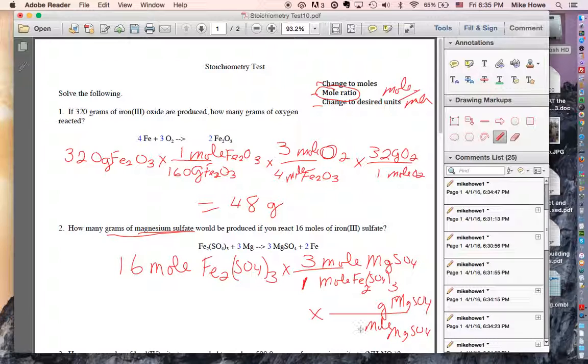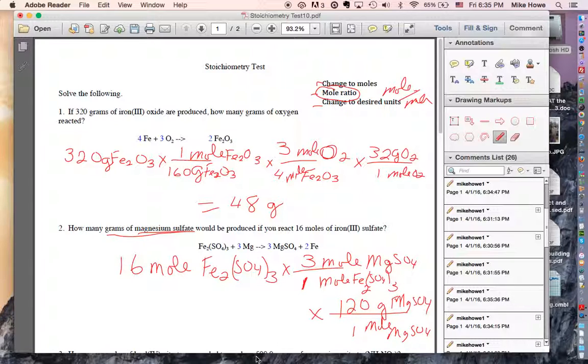So now we need to find out what the weight of magnesium sulfate is. So if I add the weights together, I get 120. I'm going to double check my math. 64 for the oxygens plus 32 for the sulfur plus 24 for the magnesium. Yes. So I get 120 grams for every 1 mole.